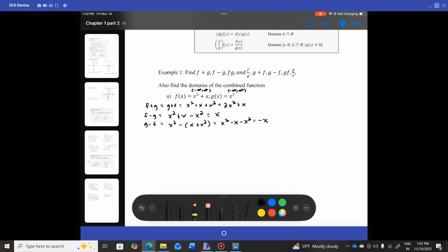If we do g times f, which is going to be equal to f times g, then we have x squared plus x times x squared, which is going to be x to the 4th plus x cubed. All of these have no other restrictions, and because f of x and g of x have no restrictions, all of these have a domain that is negative infinity to infinity.